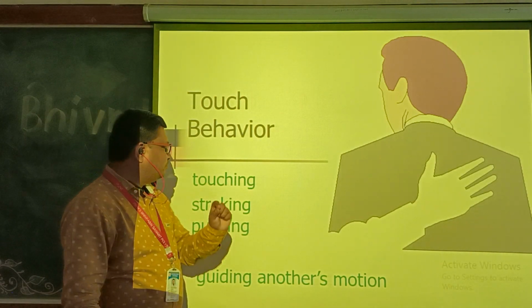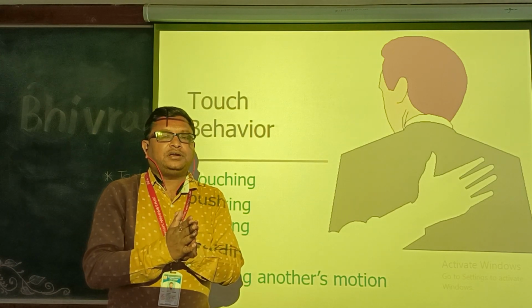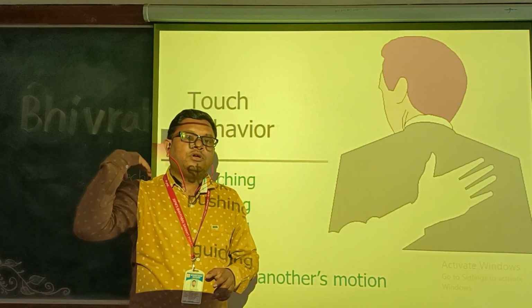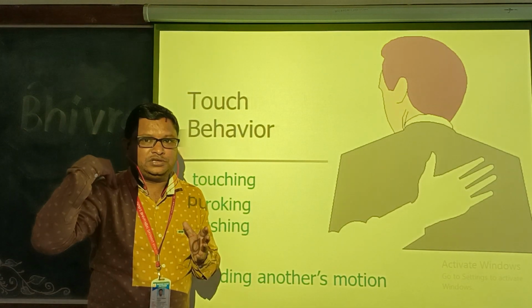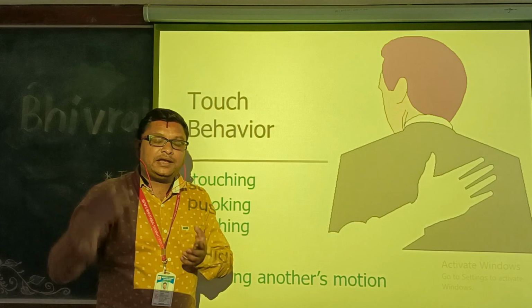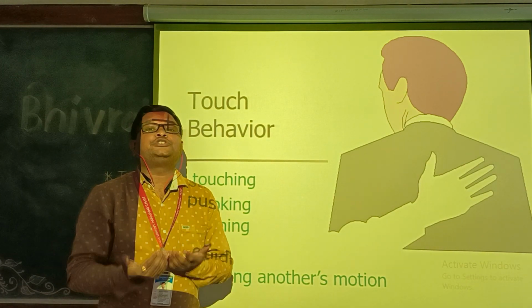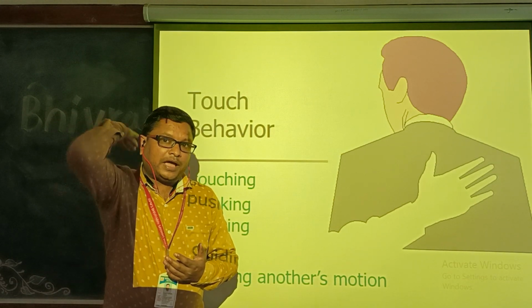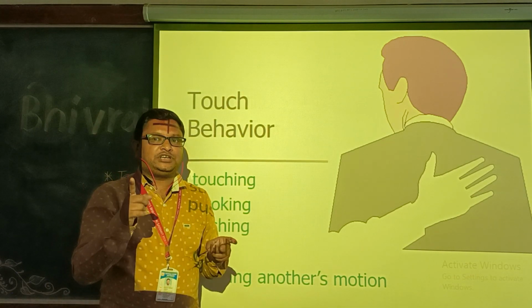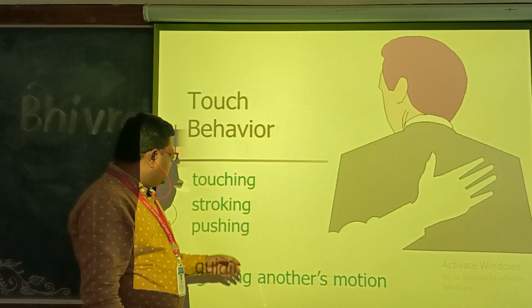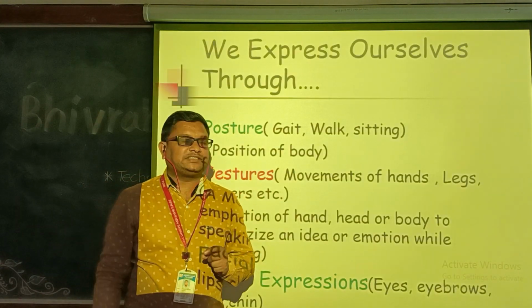Touch behavior. As I told you regarding haptics. Haptics means communication through touch. With the help of touch. As I told you, when you put a hand on your shoulder, it indicates consolation. You are consoling someone. And when you pat on the back, you are going to boost his confidence. When you pat on the shoulder, it shows consolation. Means each touch indicates various things. Then stroking and pushing also have various meanings. We will see it in the next slide.